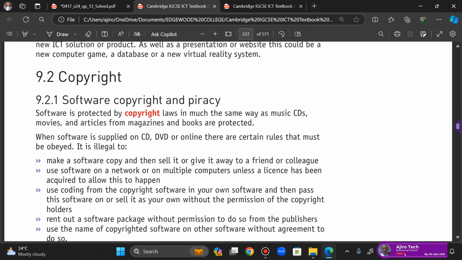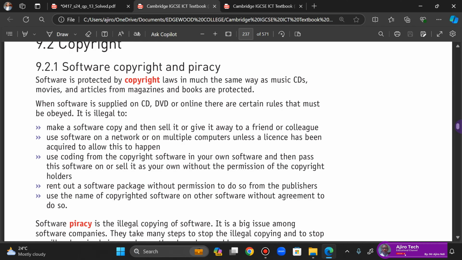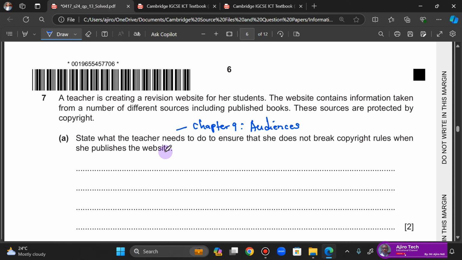So here you see the copyright: making copies of that, renting out software without permission to do so from the publisher. So the first thing she needs to do is ask for permission to use the material. Okay, because when you use a software or a published material without permission, look at it, right? State what the teacher will need to do to ensure she does not break the copyright law, because she has gotten materials and information from different sources on the website. So that's very important.